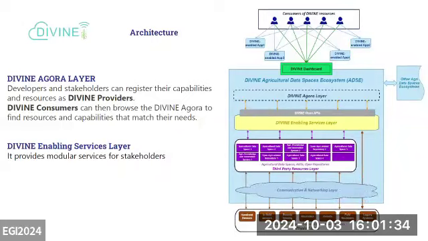The last but not least is the block on the right part of the IDSA. That is, of course, the other agri-data space ecosystems. In this way, once we enable interoperability within DIVINE, we focus on enabling the same interoperability outside DIVINE, so in the other data spaces. Moving to the next slide.